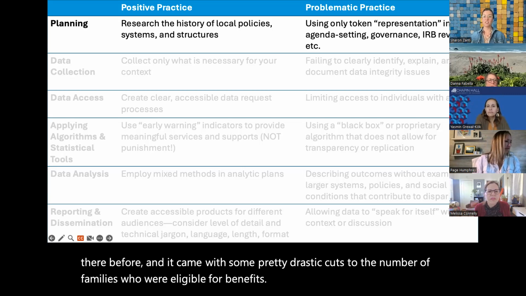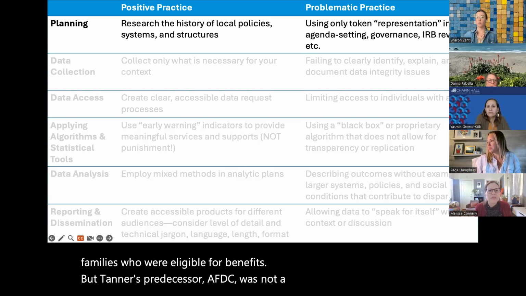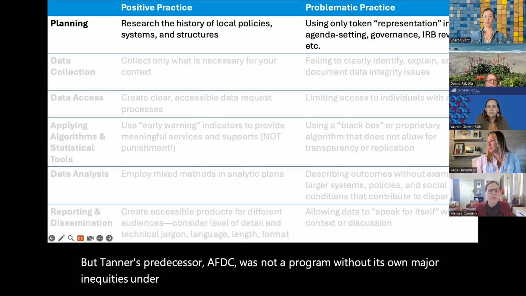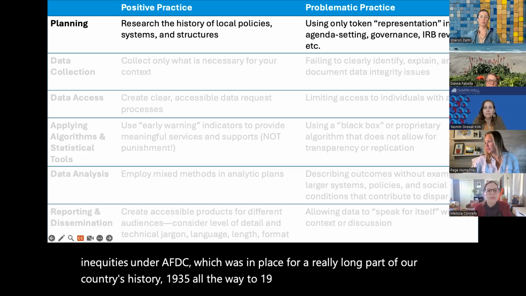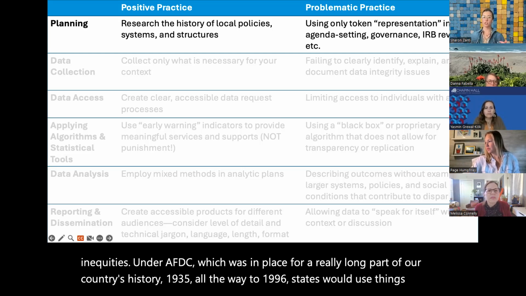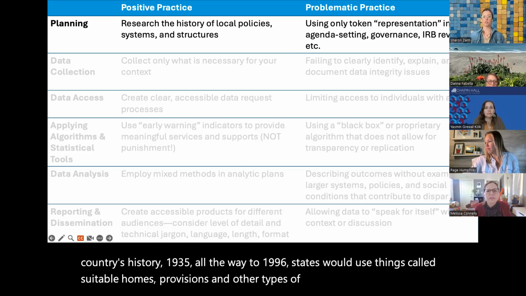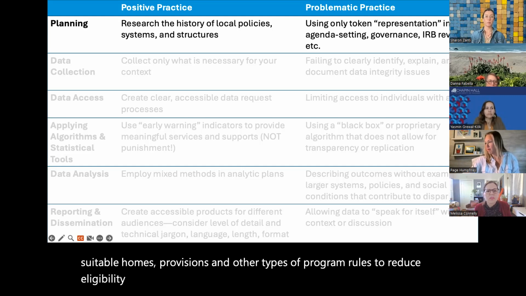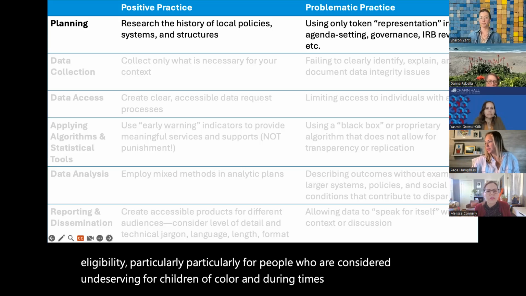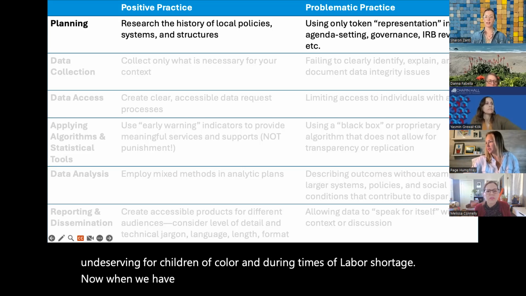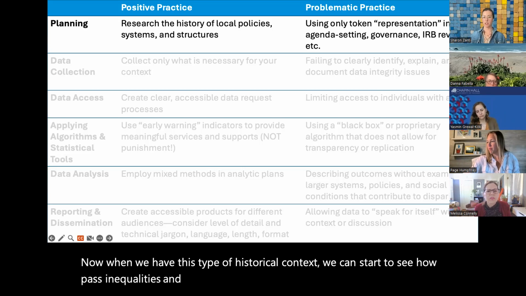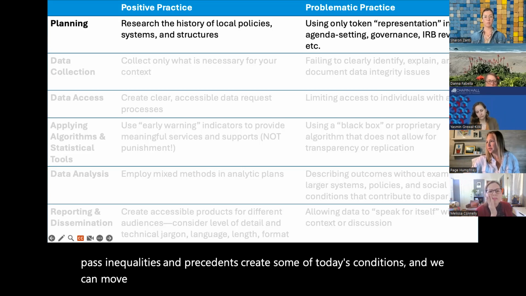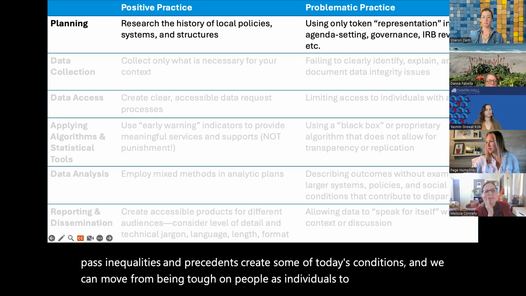But TANF's predecessor, AFDC, was not a program without its own major inequities. Under AFDC, which was in place for a really long part of our country's history, 1935 all the way to 1996, states would use things called suitable homes provisions and other types of program rules to reduce eligibility, particularly for people who are considered undeserving, for children of color, and during times of labor shortage. Now, when we have this type of historical context, we could start to see how past inequalities and precedents create some of today's conditions. And we can move from being tough on people as individuals to tough on systems.